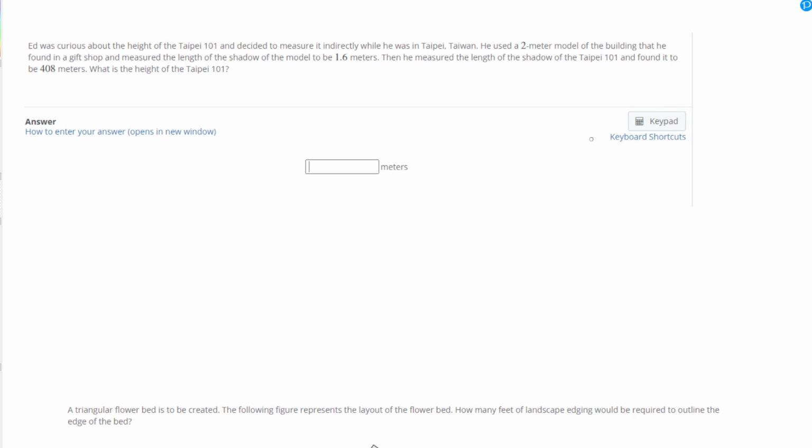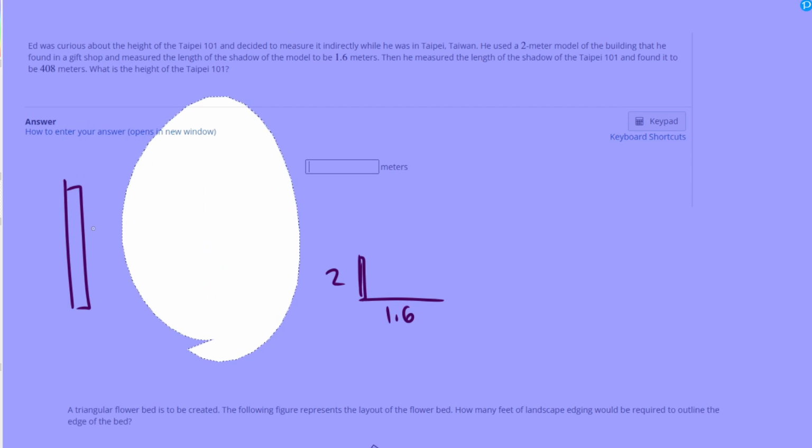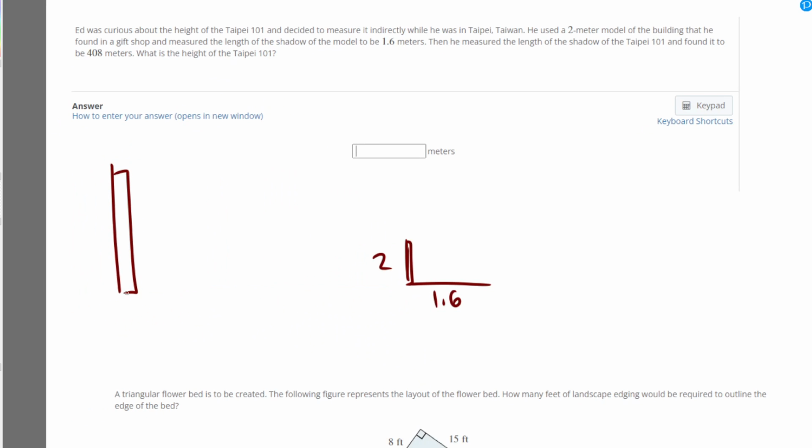This next question says Ed was curious about the height of the Taipei 101 and decided to measure it indirectly while he was in Taipei, Taiwan. I'm probably butchering that pronunciation. He used a 2-meter model of the building that he found in a gift shop and measured the length of the shadow of the model to be 1.6 meters. So let's draw it out. That usually helps me. The model is 2 meters, 1.6 meters is its shadow, and then the shadow of the Taipei 101 is 408 meters.